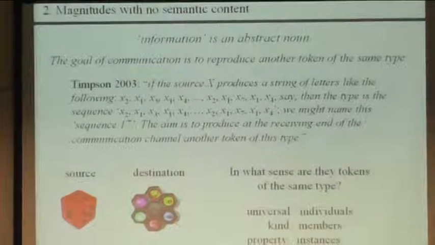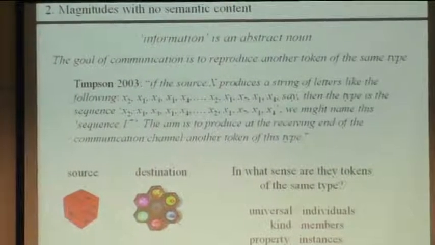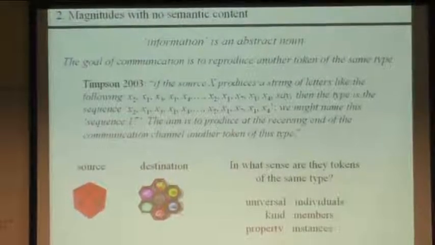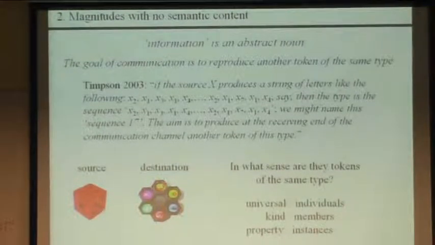I mean, they are individuals of the same universal, they are members of the same kind, they are instances of the same property. We don't see in what sense two so different systems may instantiate types, tokens of the same type. I think that information is something even more abstract.